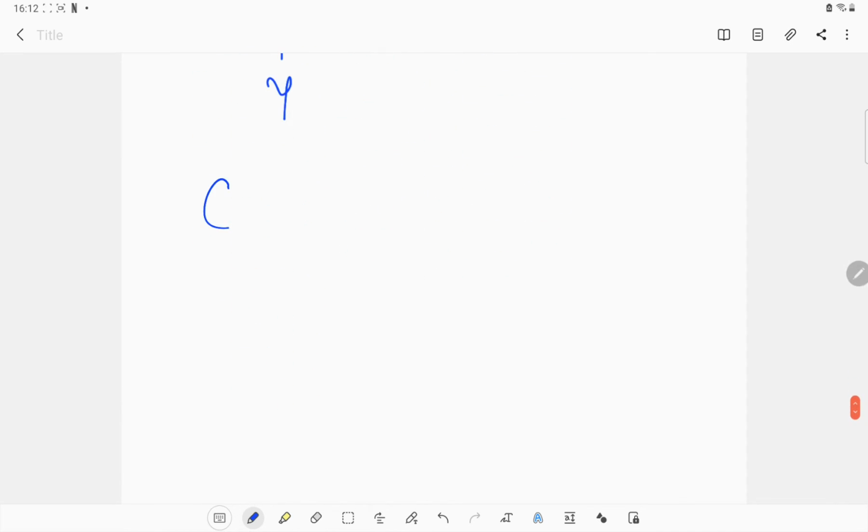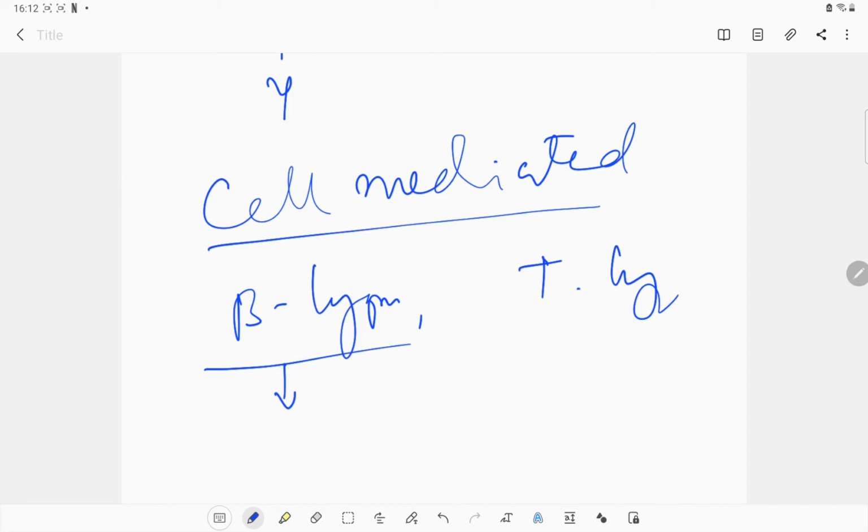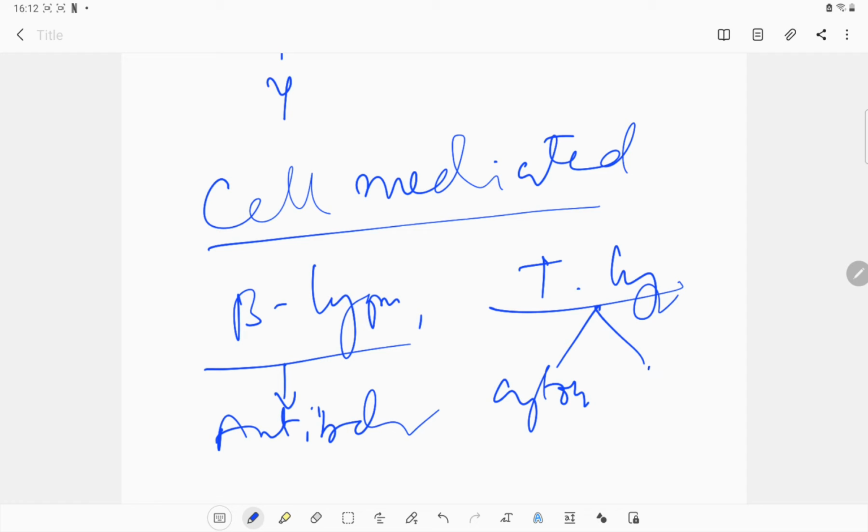Whereas coming to cell-mediated immunity, it functions through B lymphocytes and also through T lymphocytes. B lymphocytes produce plasma cells and antibodies. T lymphocytes act through CD4 and CD8, like cytotoxic T cells and T helper cells, where T helper cells are again divided into T helper cells type 1, T helper cells type 2, and so on. We'll discuss this in detail when we discuss cell-mediated immunity.